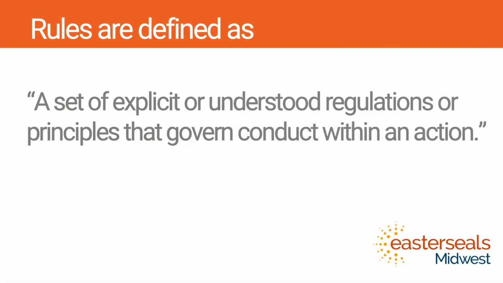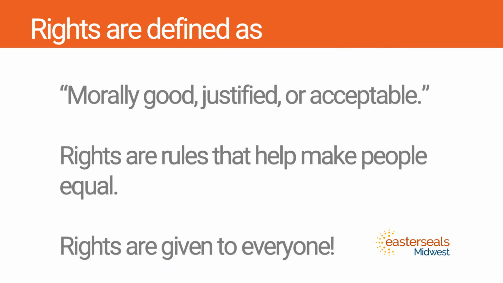That is why, with our rights and responsibilities, rules are also important. Rules help us to understand what we need to do to keep our rights. Rules are defined as a set of explicit or understood regulations or principles that govern conduct within an action. What happens when we don't follow the rules? We receive a consequence for our choice, a punishment. However, consequences should be natural and logical. For example, if I touched a hot stove, my natural and logical consequence would be that I would burn my hand.